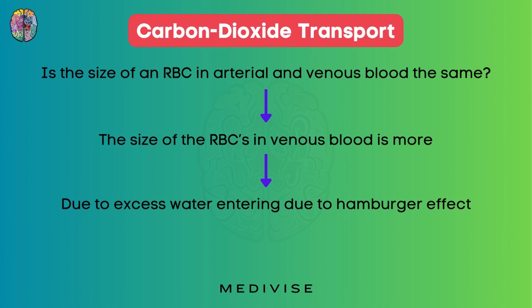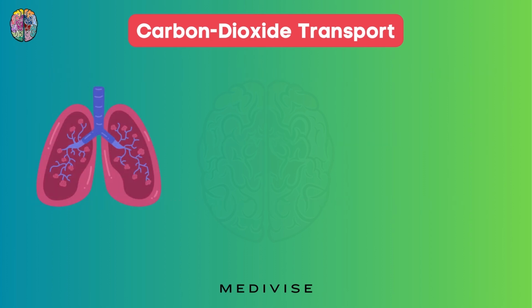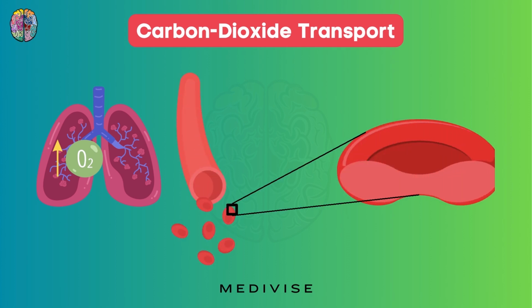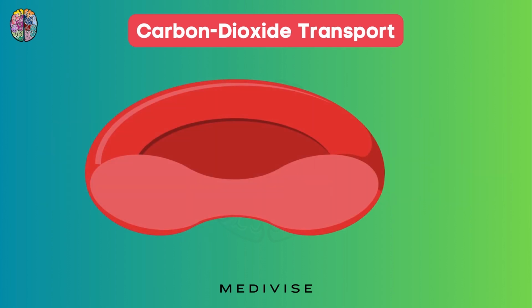Now let's say that the blood has traveled all the way from the tissues towards the lungs. Now what is going to happen here? Here the oxygen content is very high. Now let's say that there is a blood vessel, and again let's do the same. We'll zoom into one RBC and see what is going on. Here I've zoomed in and we have a lot of oxygen here.